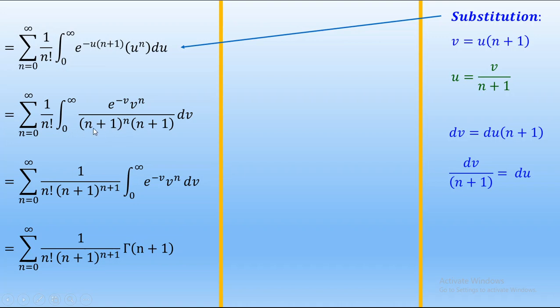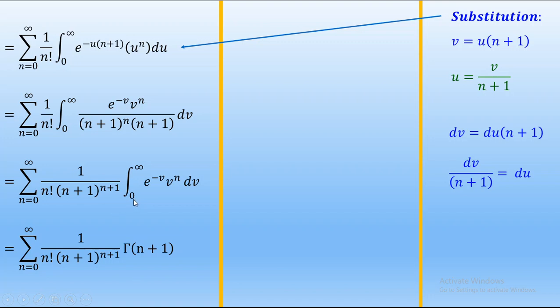Now these terms are constant and can be brought outside the scope of the integral operator. So it will be written as summation n equal to 0 to infinity, 1 by n factorial, n plus 1 raised to the power n plus 1. And what remains inside the integral is 0 to infinity e raised to the power minus v, v raised to the power n dv. These parts are constant and outside the scope of the integral, so we have written them outside the scope of this integral.